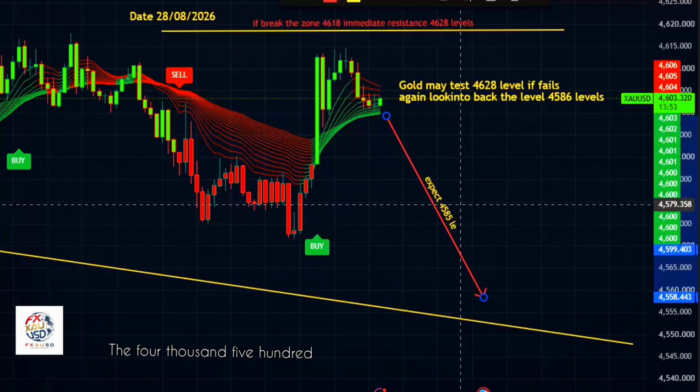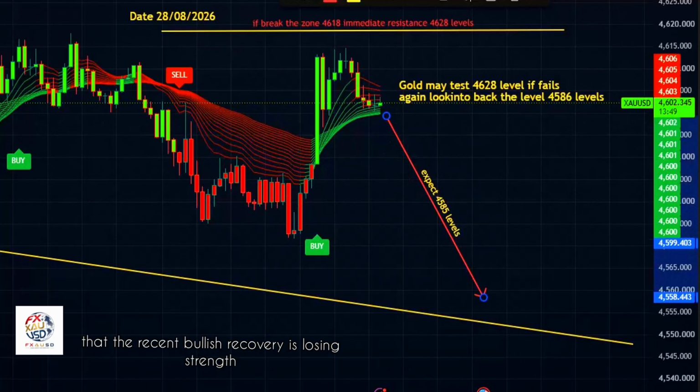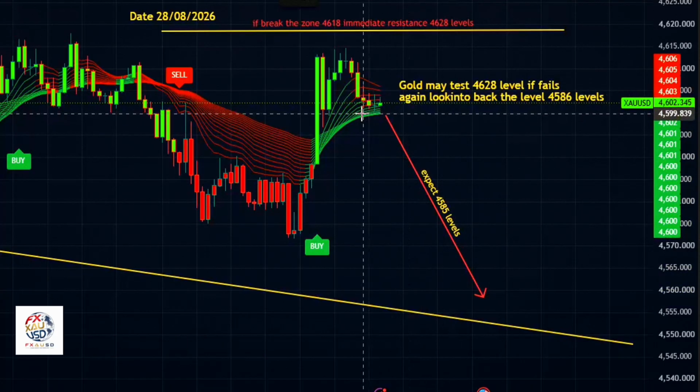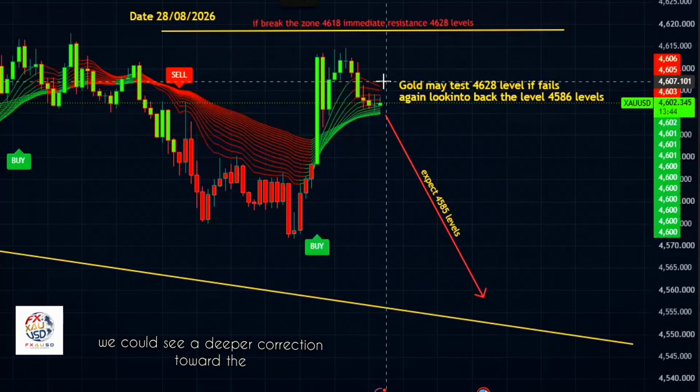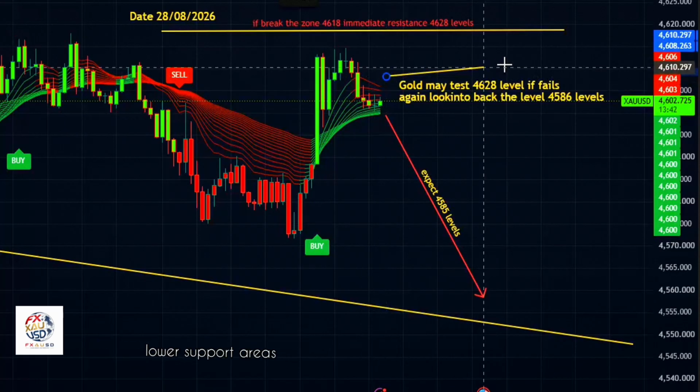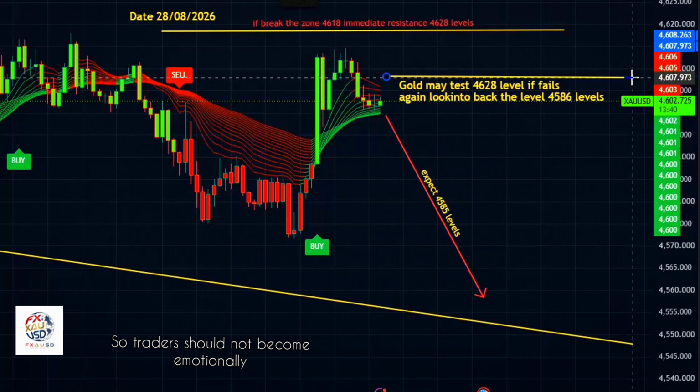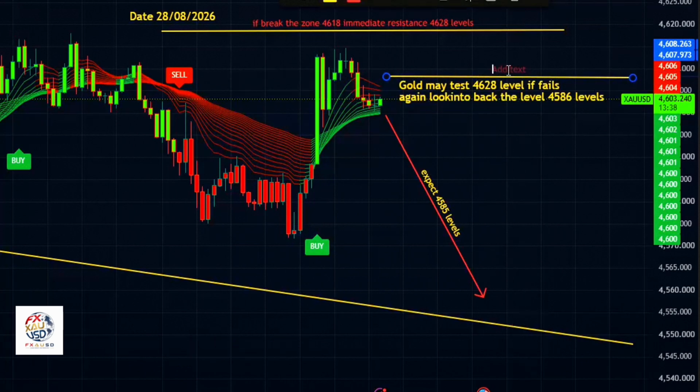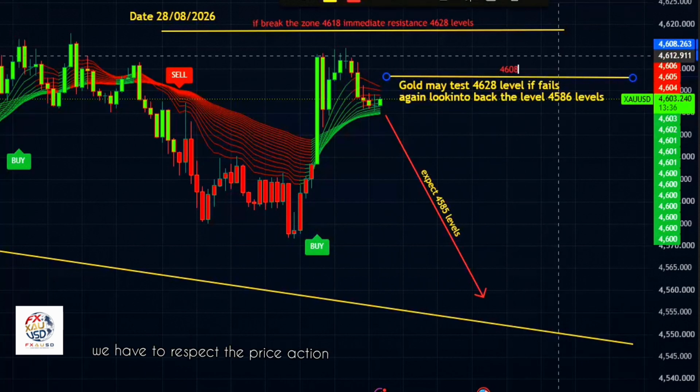The 4,586 area is very important because a decisive break below it could signal that the recent bullish recovery is losing strength. If that happens, we could see a deeper correction toward the lower support areas. So traders should not become emotionally attached to the bullish direction. If support breaks, we have to respect the price action.